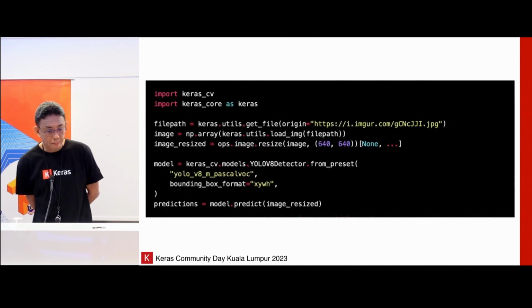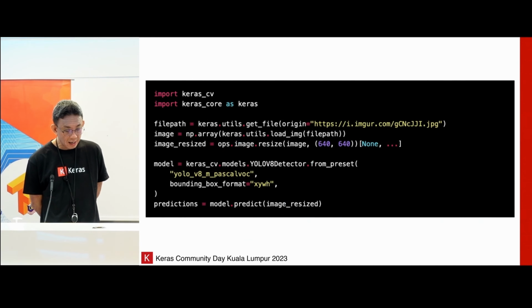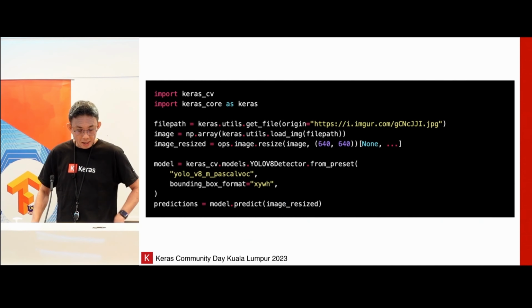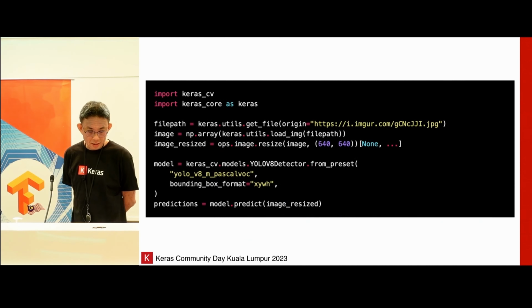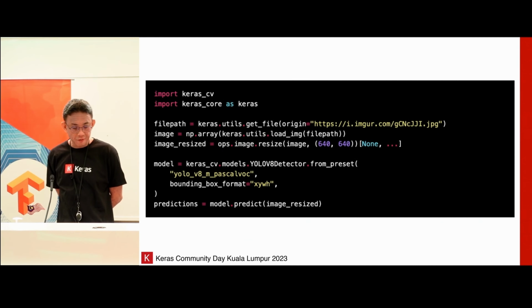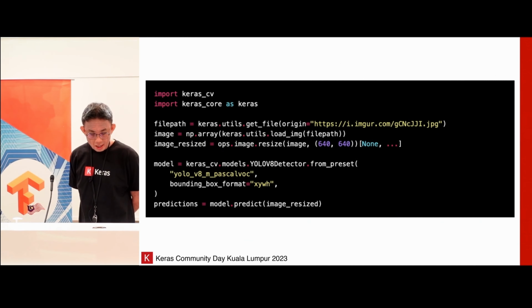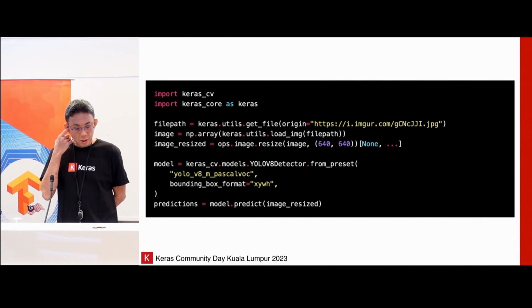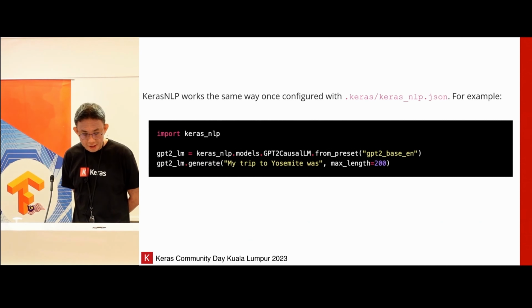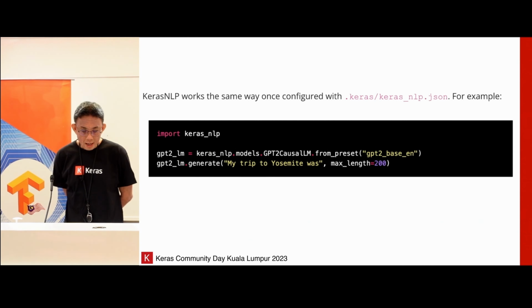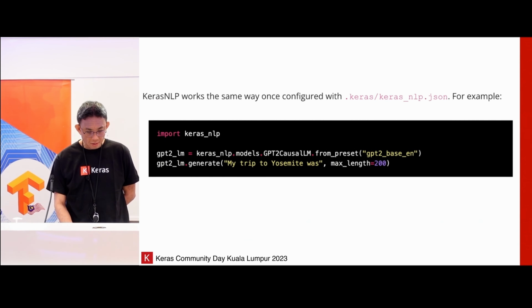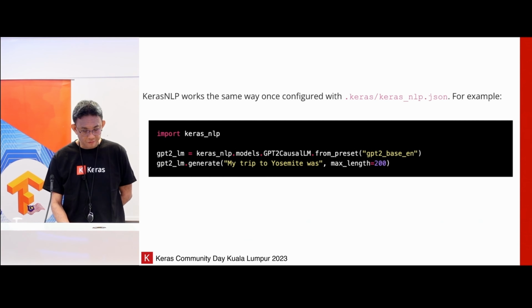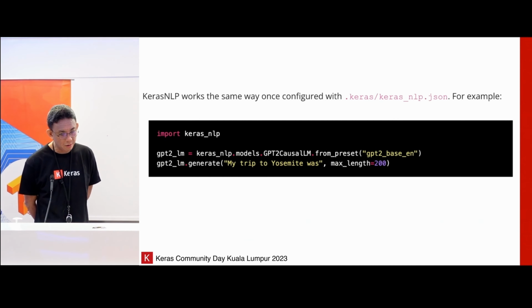For example, let's say I want to get started with Keras CV and use the pre-trained YOLO version 8 model. You can see that with these few lines of code, I can straight away call the model and do the prediction. Keras NLP is the same. Here, I'm calling the GPT-2 causal LLM, and then I can generate text using this prompt: my trip to Yosemite was.